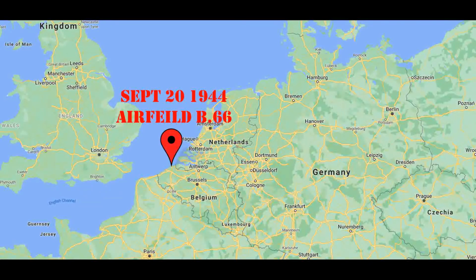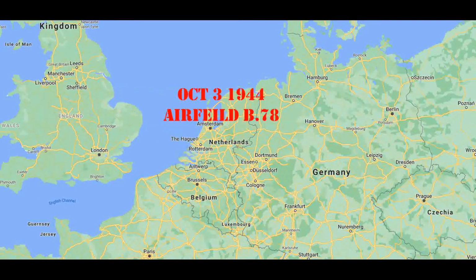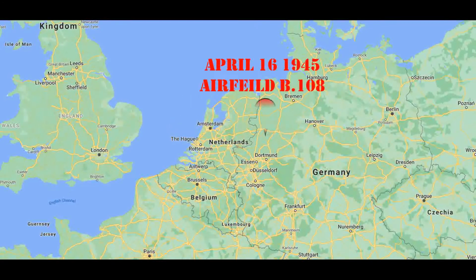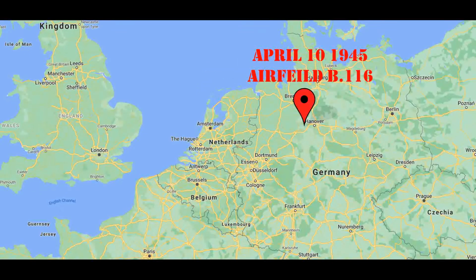September 20th, Airfield B66, Blankenberg, Belgium. October 3rd, Airfield B78, Eindhoven, Netherlands. May 7th, Airfield B90, Petit Brogel, Belgium. April 10th, Airfield B108, Rhein, Germany. April 16th, Airfield B116, Wunstorf, Germany.